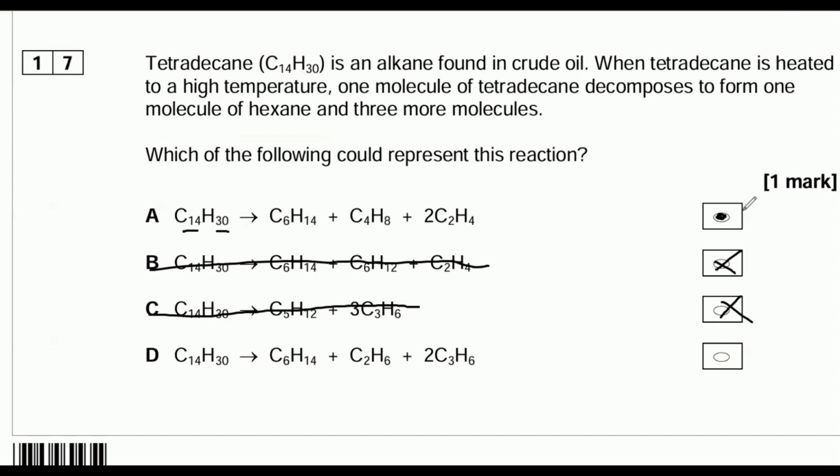Let's spot why D is incorrect, guys. So we've got 6 carbons. We've got 8 carbons. 2 times 3 is 6 plus 8 is 14. The carbons are balanced. Ooh, 14 hydrogen plus 6 hydrogens, 20 hydrogen plus 2 times 6 is 12 is 32. Oh, we got 32 hydrogens on this side. That can't be right. There we go.